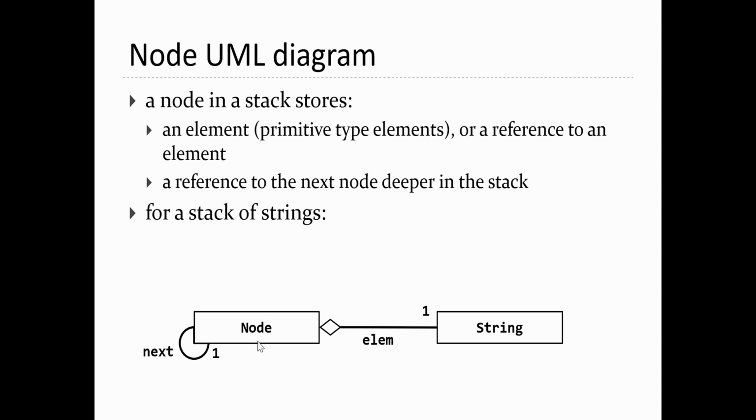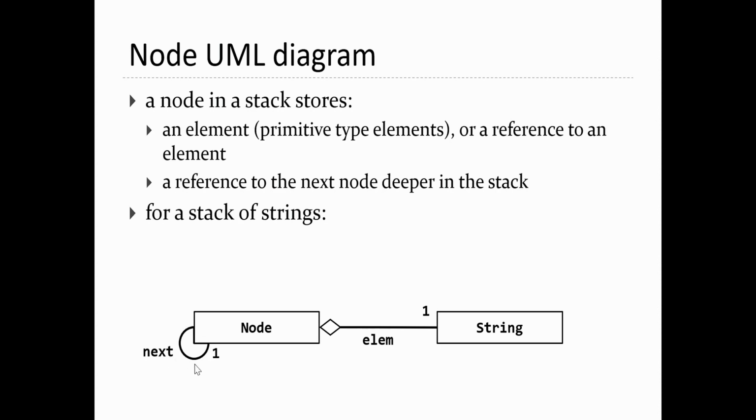Well, every node has a reference to one element. So in this case, it's a string. Notice here I'm using aggregation. So a node is made up of one string, but it doesn't own that string. So it's not composition here. It's just aggregation. So we have a reference to another string. I don't own the string. In this case, it's aggregation.